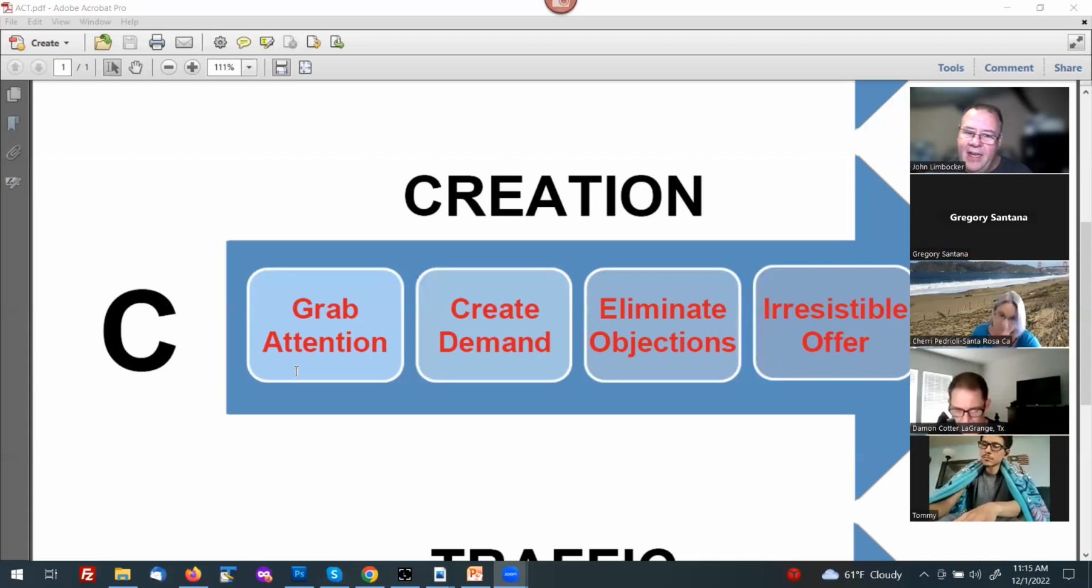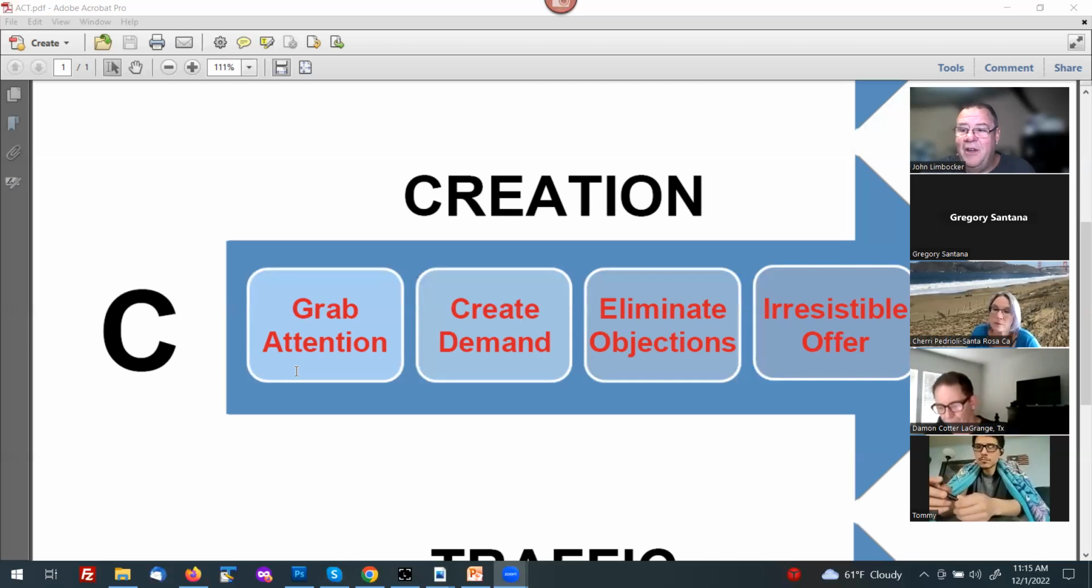So creating demand and desire and eliminating objections, those two are the two pieces that can almost blend together. If you were going to take two and tie them together, those would be the two I would put together. You can do those at the same time. In fact, a lot of this information too, you're going to get from analysis.